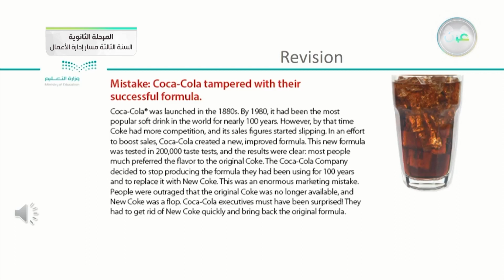The Coca-Cola Company decided to stop producing the formula they had been using for 100 years and to replace it with new Coke. This was an enormous marketing mistake. People were outraged that the original Coke was no longer available, and the new Coke was a flop. Coca-Cola executives must have been surprised. they had to get rid of new Coke quickly and bring back the original formula.